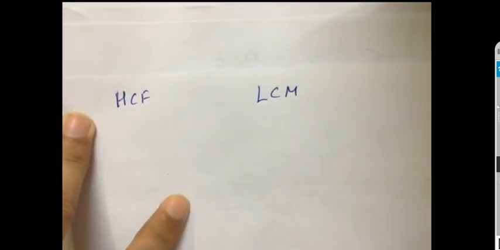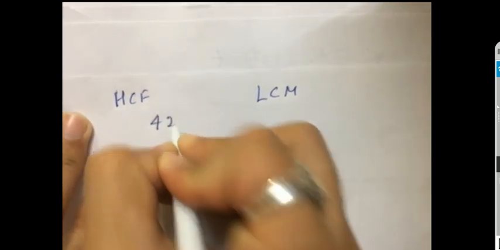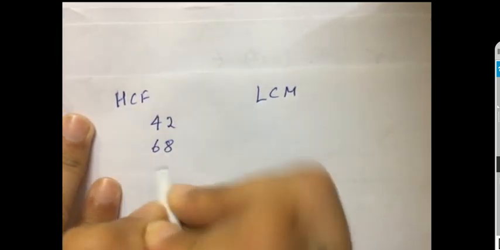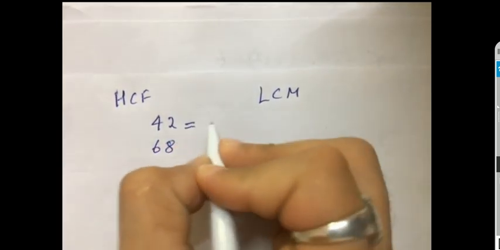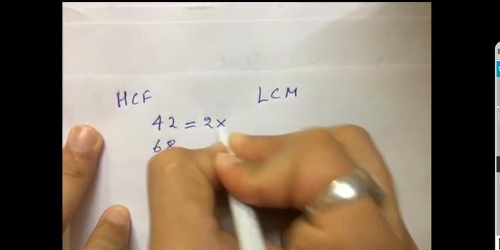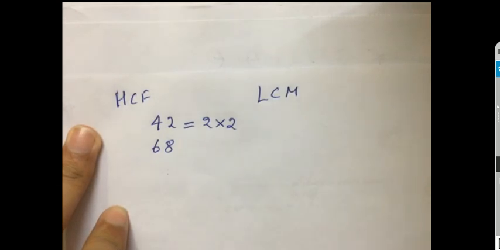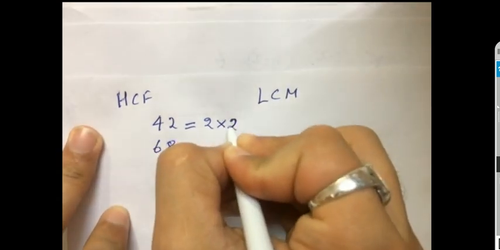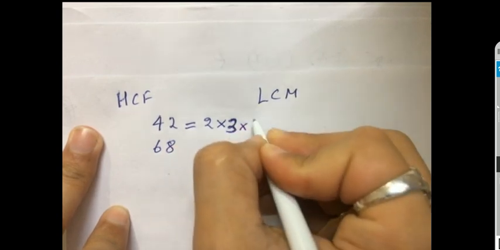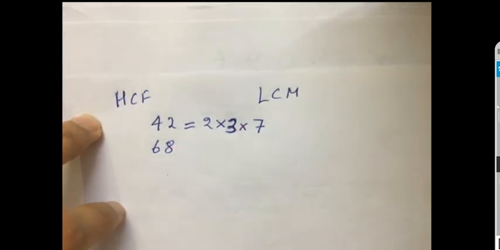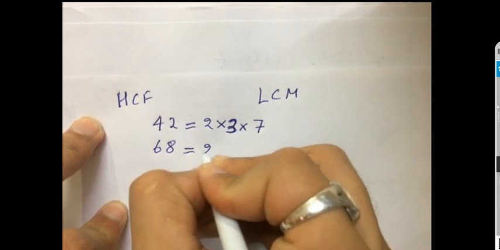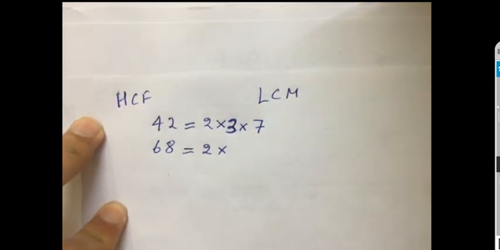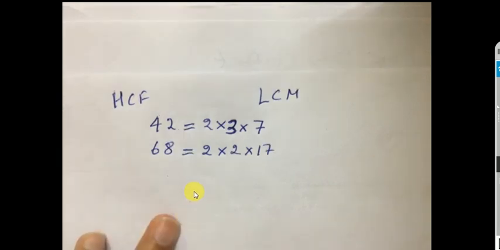Let's say there are two numbers. One is 42, another is 68. The factors of 42 will be 2 into 3 into 7, because 6 into 7 is 42. Whereas 68 can be divisible by 2, so 2 is one factor. Further it can be divided by 2 again, so the factors of 68 will be 2 into 2 into 17.